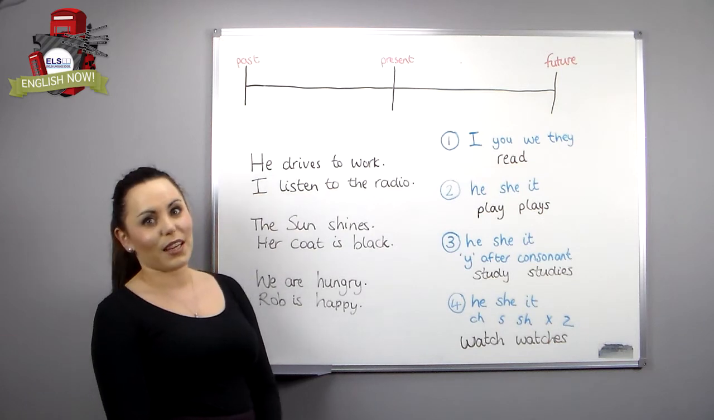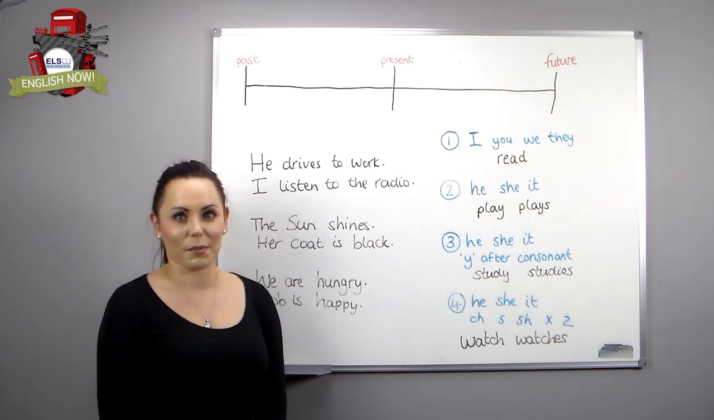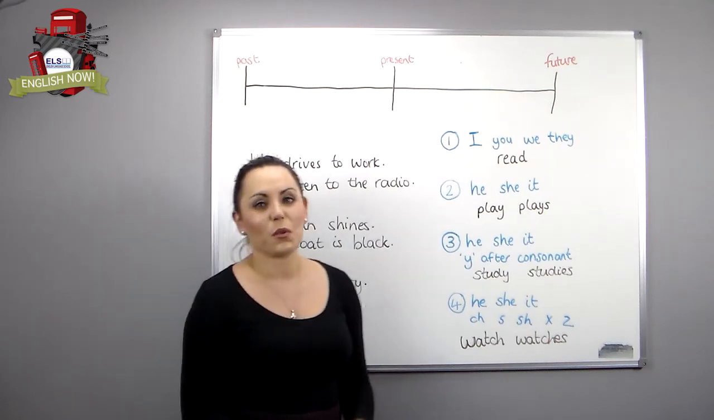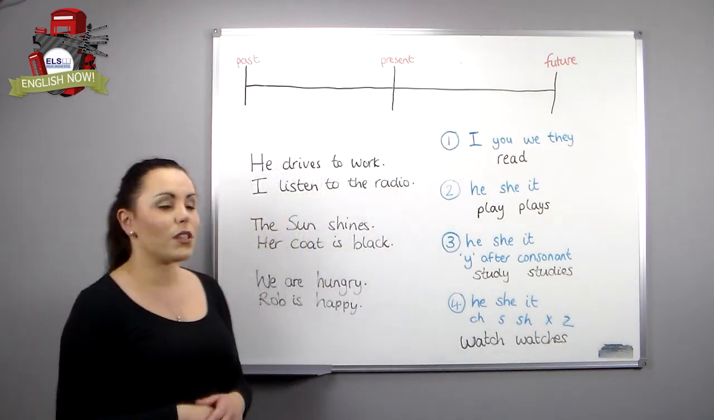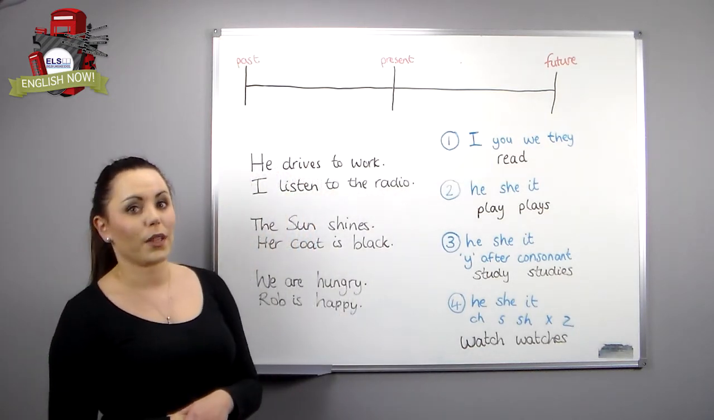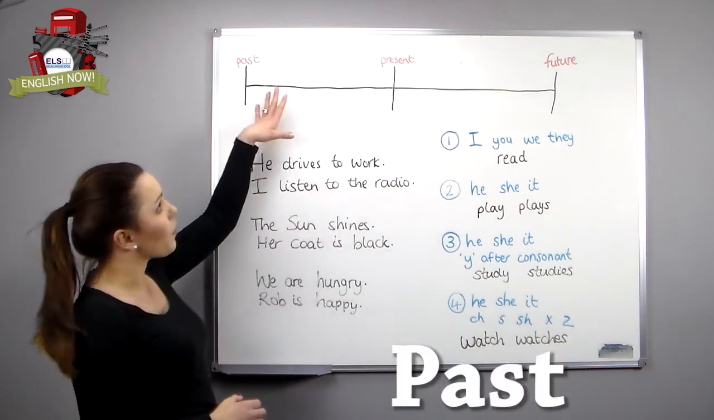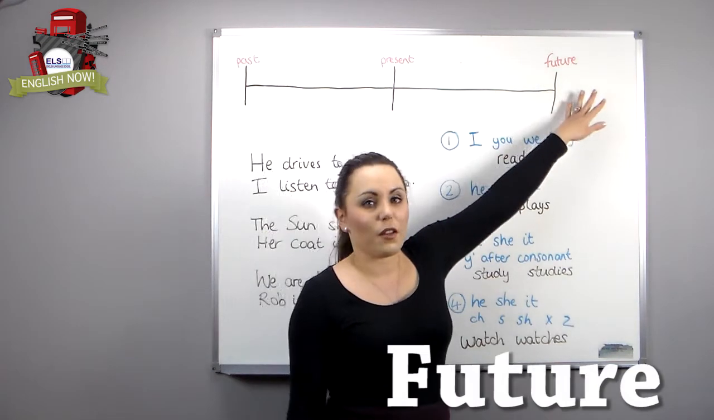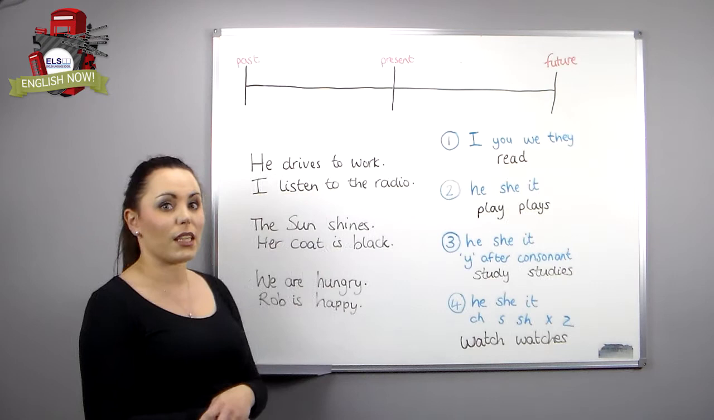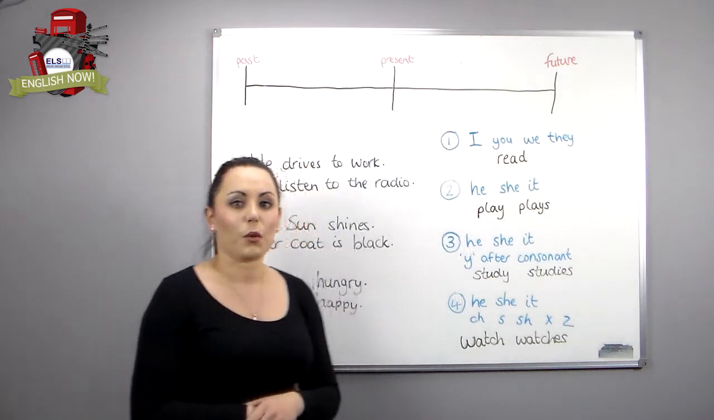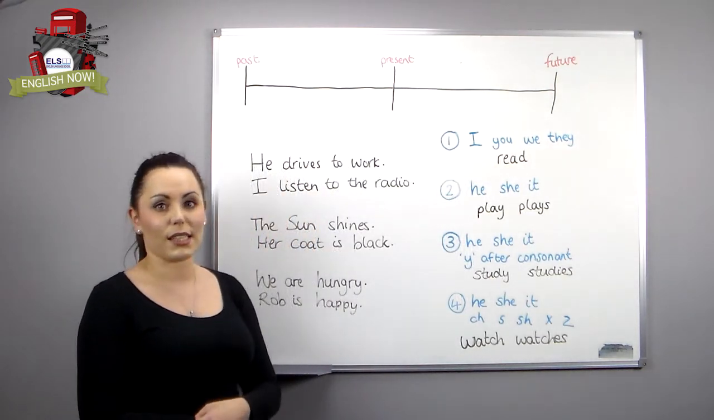And today we're going to have a look at the simple present tense. First of all, what is a tense? We use tense to talk about time, and we have three different times: the past, the present and the future. And we have tenses for each time. The one we're going to have a look at today is the simple present.